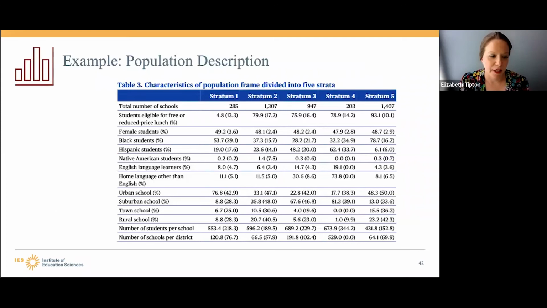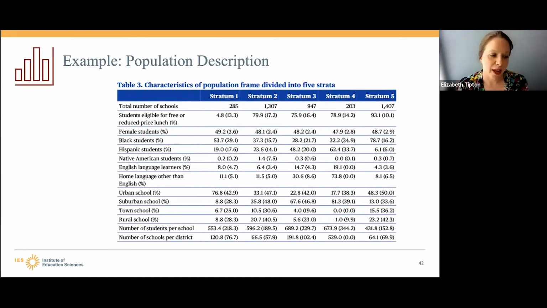And here are characteristics. So here's the idea. We first went through and had these variables, which are listed by rows. This data is available in the Common Core of Data. And then it divided schools into 5 strata so that the schools within strata are more similar to each other than schools between strata. If we look through this, you'll see, for example, that stratum 1 has smaller schools.